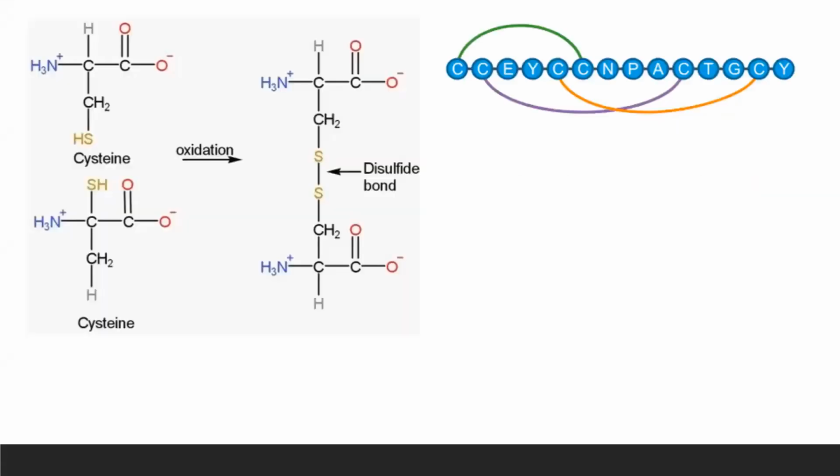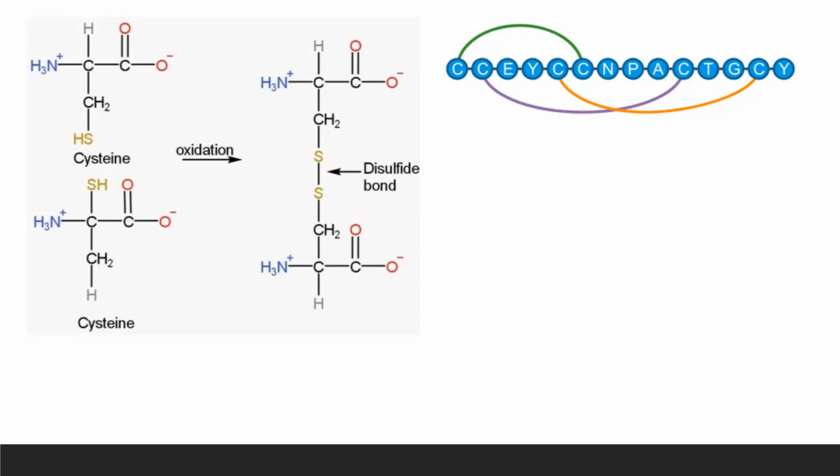As you can see here, disulfide bonds are formed between two different cysteine molecules which upon oxidation form a sulfur-sulfur link that is known as the disulfide bond. And it can happen within the same molecule or between different molecules, and it gives rise to the secondary structure of a protein.